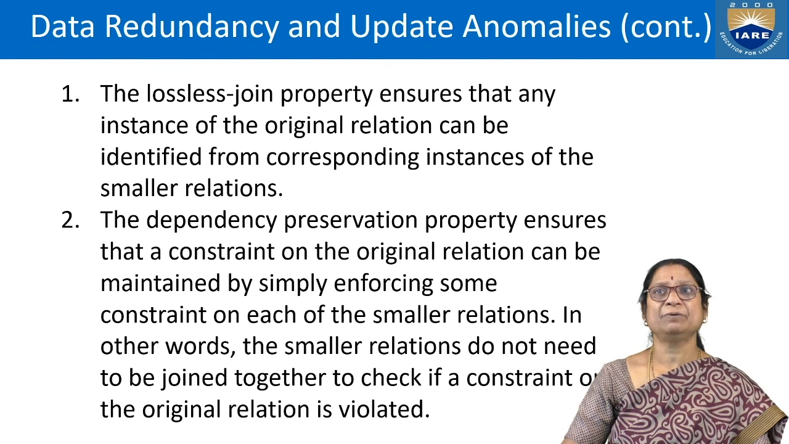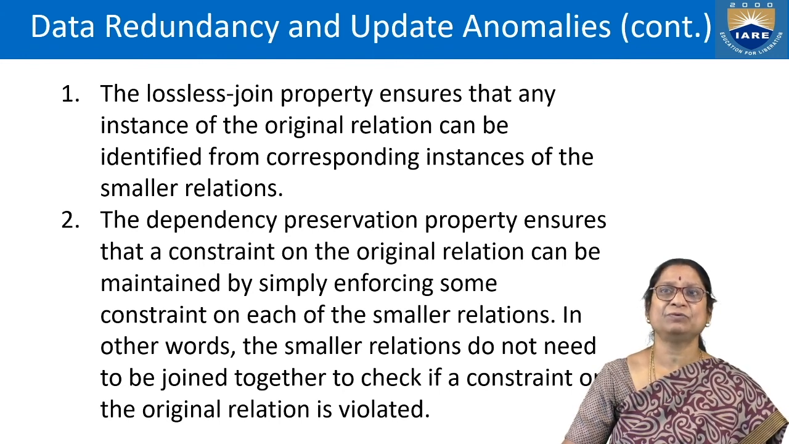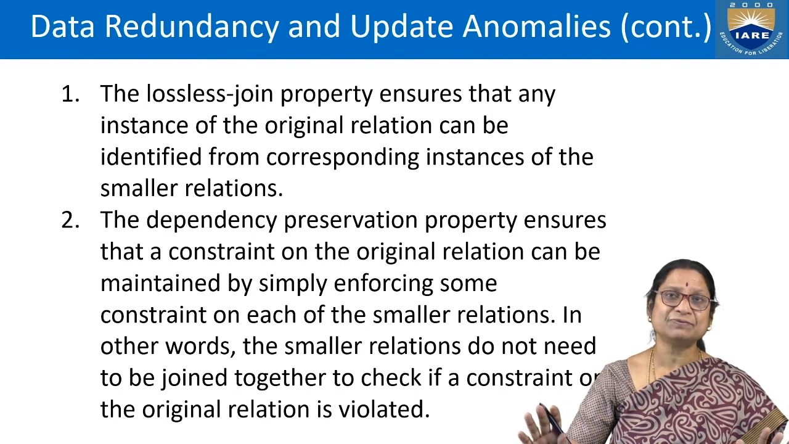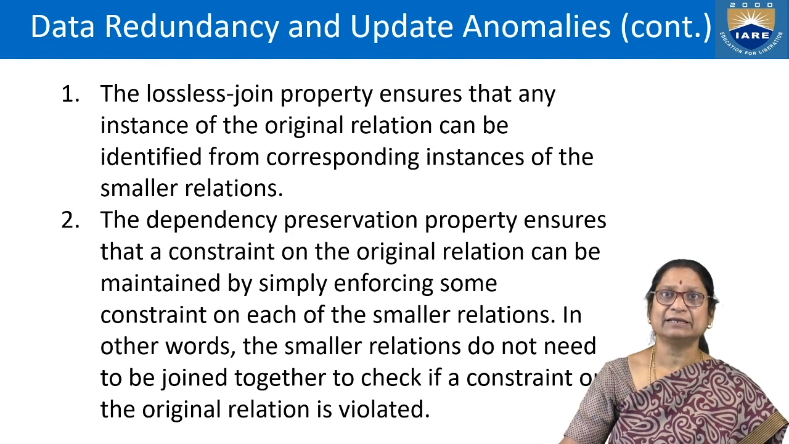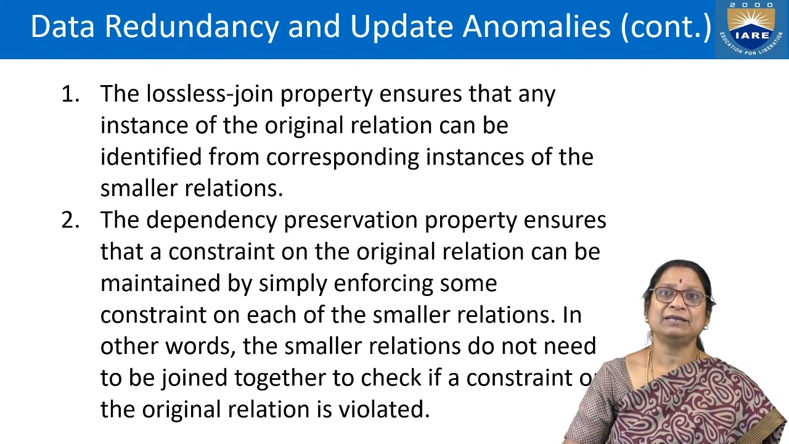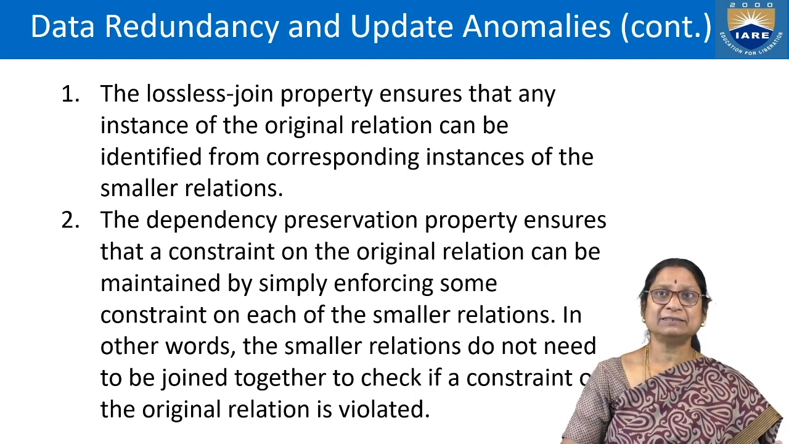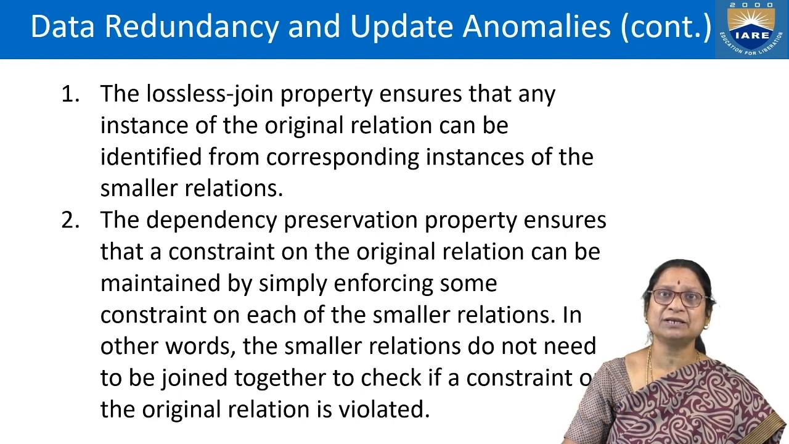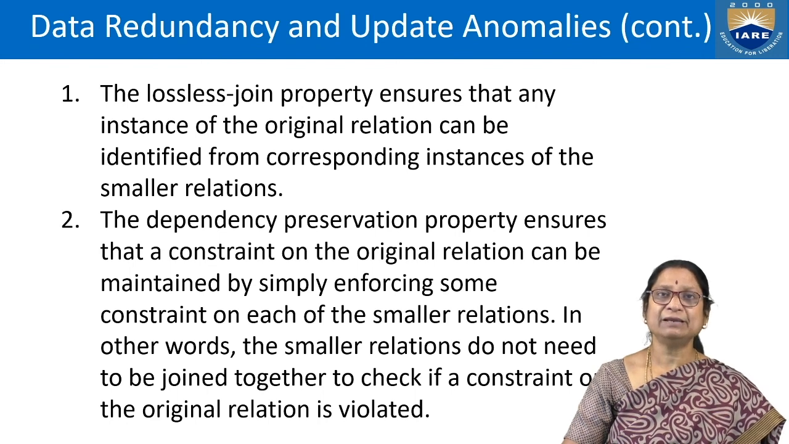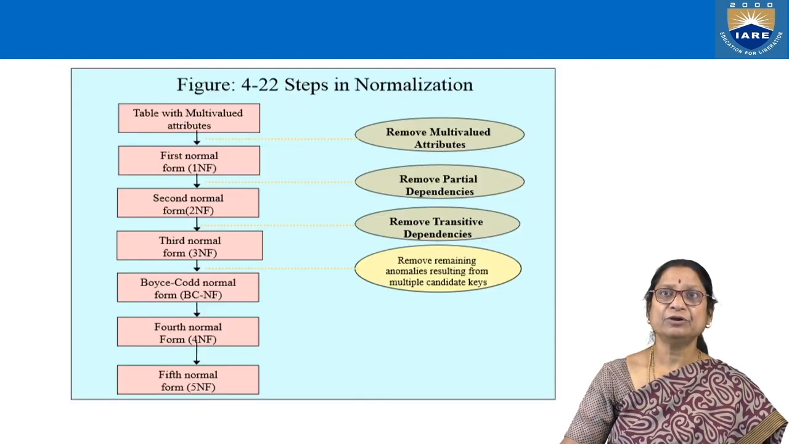The lossless join property ensures that any instance of the original relation can be identified from the corresponding instances of the smaller relations. So we need not worry, because if we are satisfying this lossless join decomposition property and you would like to get the original relation, we can get it using the joining property. Based upon the dependency preservation property, it ensures that the constraints imposed on our original relation still hold on, and are maintained by, the sub-relations. So these two are not going to be violated.